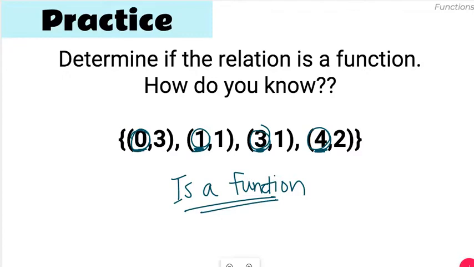How do we know? We know because no x coordinates repeat. It does not matter if the y coordinates repeat. We don't even look at the y coordinates for functions. All we want to look at are the x coordinates.